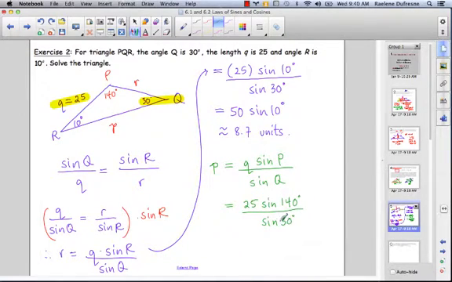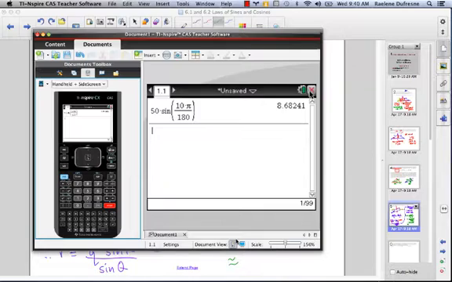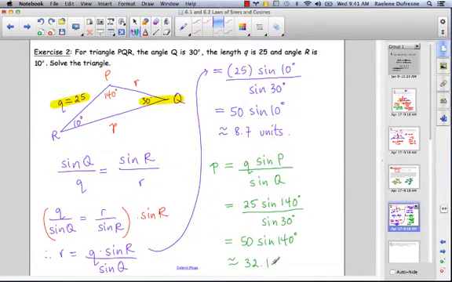Again, sine of 30 is 1/2. 25 divided by 1/2 is 50, and so P is equal to 50 sine of 140 degrees exactly, or approximately 50 times sine of 140 degrees multiplied by pi radians divided by 180 degrees, which gives approximately 32.1 units. And so we have the triangle. We could find the area of the triangle if we wanted to, but for now solving the triangle means to solve for all of the missing lengths and angles.